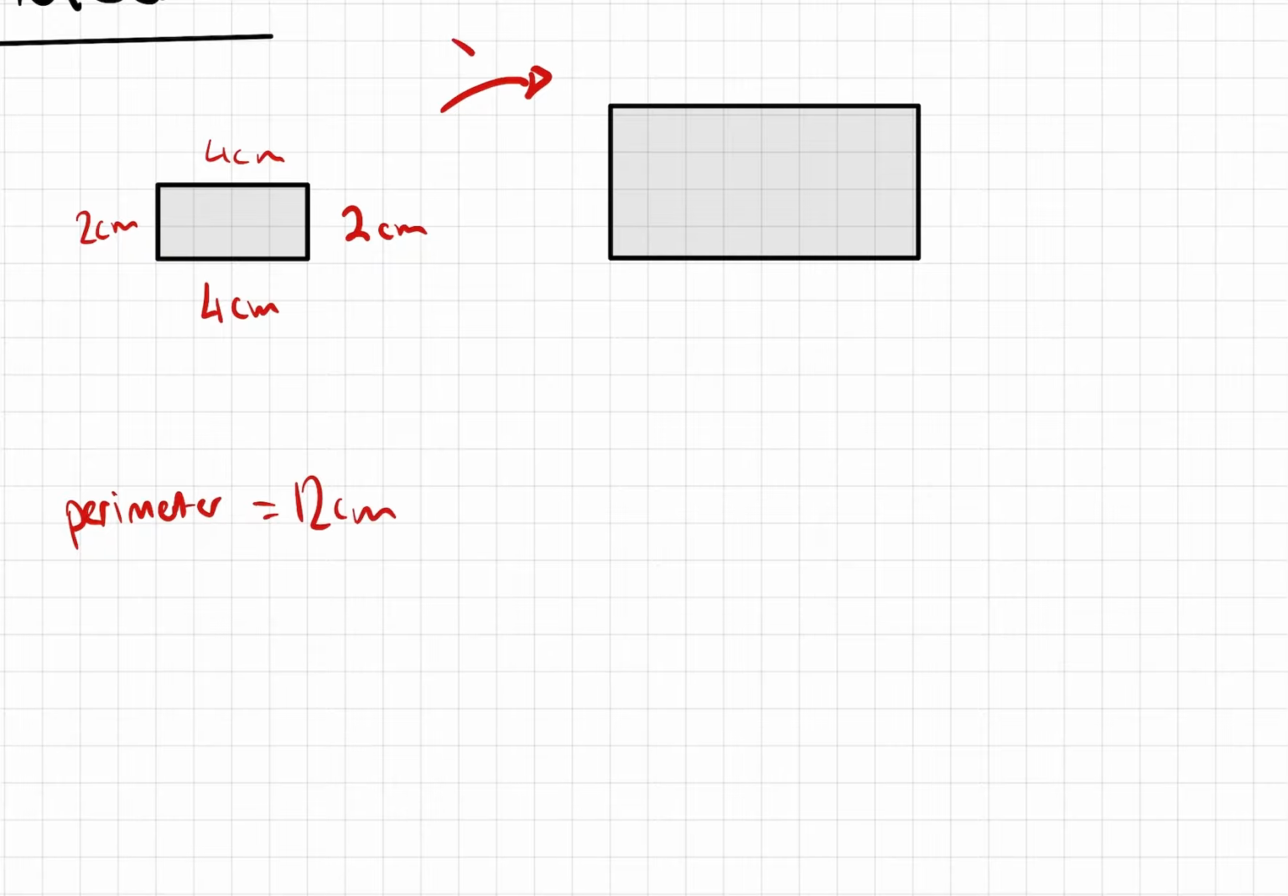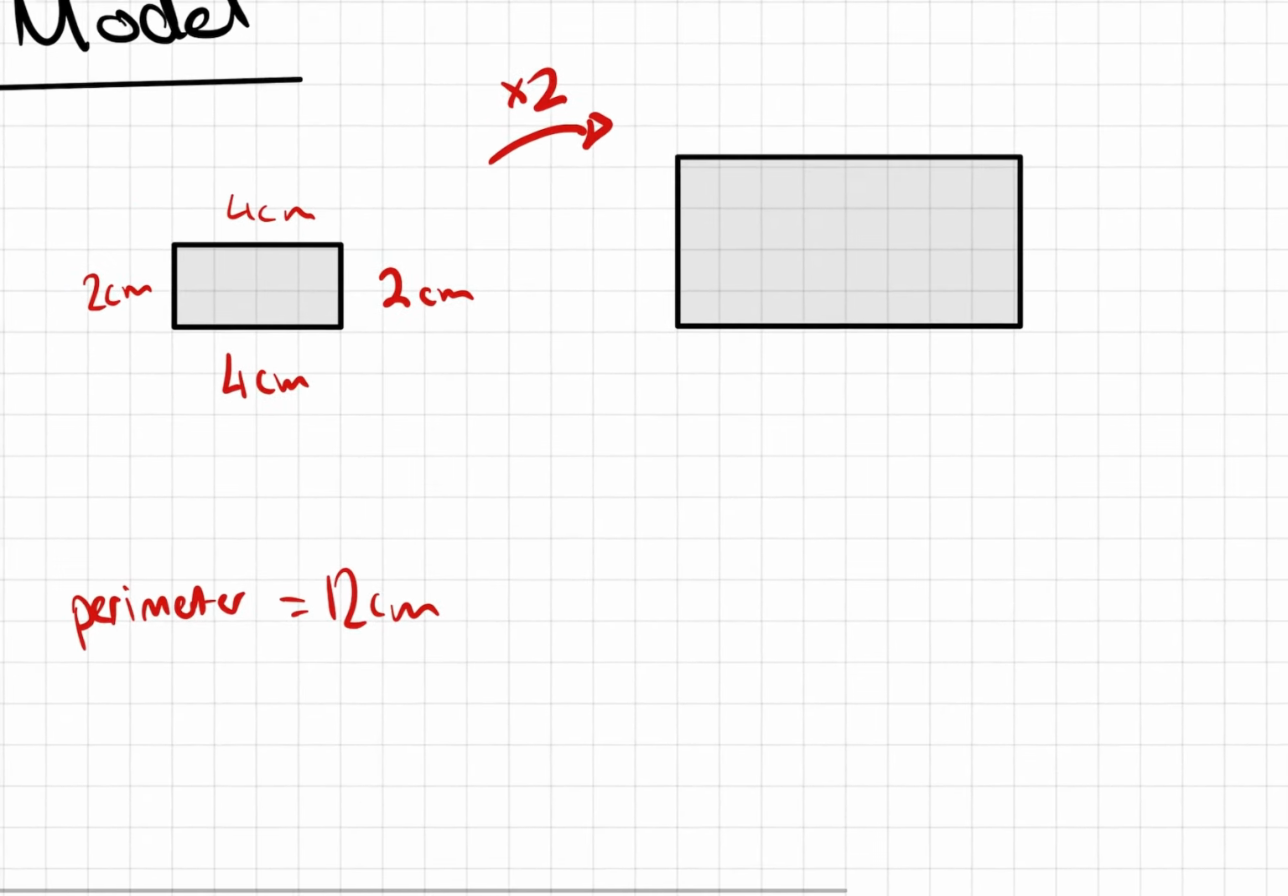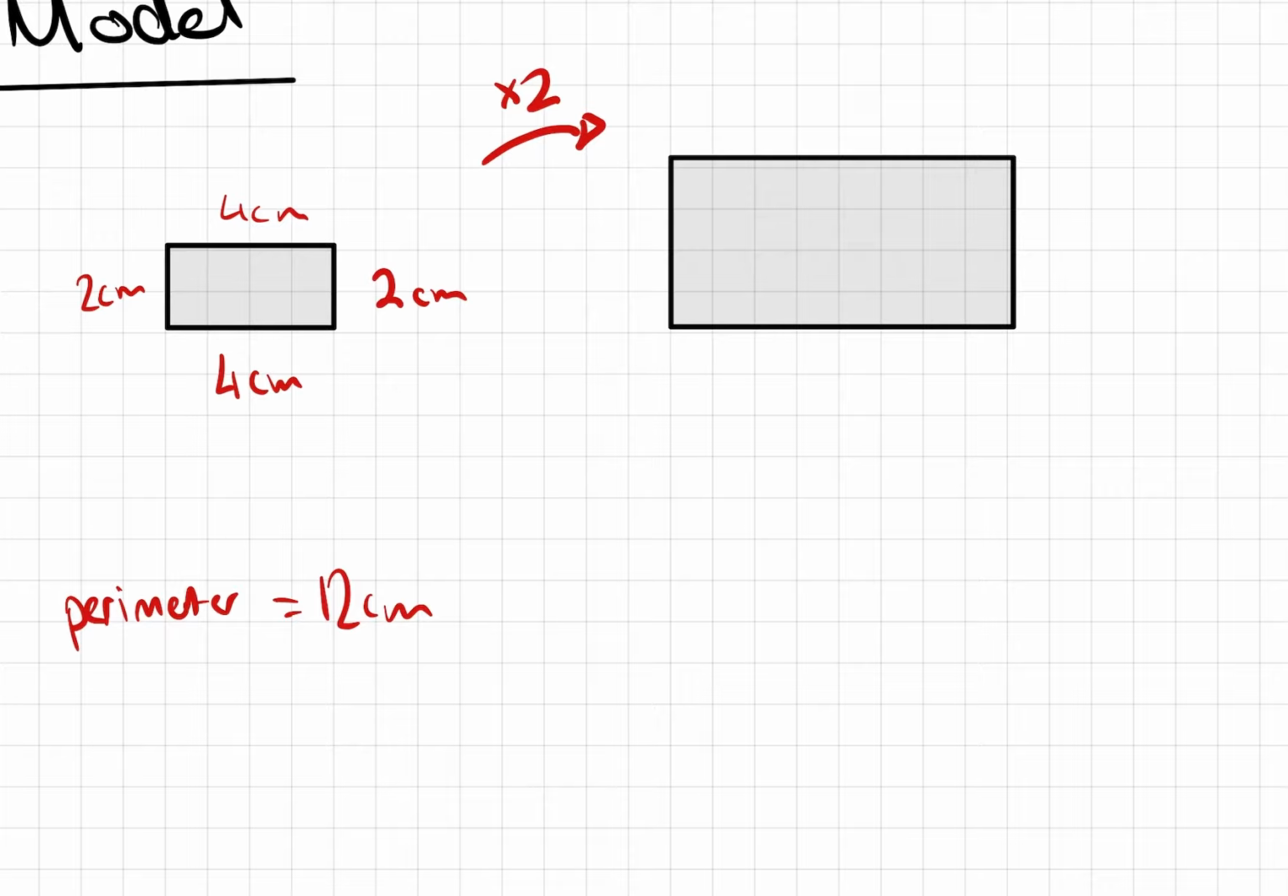Okay, now I want to make this shape twice as big. I'm going to enlarge it. Like we discussed in previous lessons, I'm just increasing it by a scale factor of 2. All the proportions stay the same. It's just twice as big. So our height is going to become 4 centimeters and our length will become 8 centimeters. And therefore our new perimeter is going to be 4 centimeters plus 4 centimeters plus 8 centimeters plus 8 centimeters.